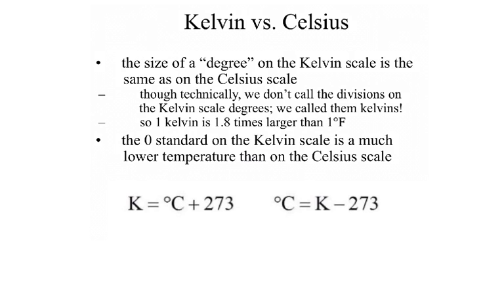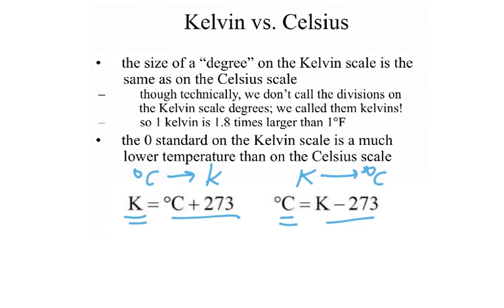All you do is, if you're going from Celsius to Kelvin, you add 273 and you get your answer in Kelvin. If you're going backwards, from Kelvin back to Celsius, then you subtract 273 from the Kelvin to get your answer.